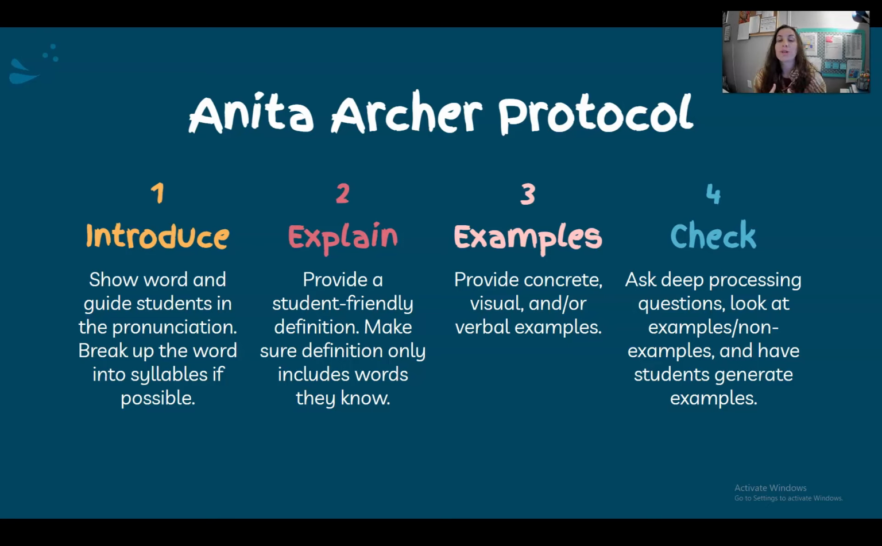And the fourth one, of course, is your checking for understanding, making sure the students are actually engaged in the lesson and are understanding what the word means and how to use it. So we're going to look at examples and non-examples and generate examples through turn and talks or share out.